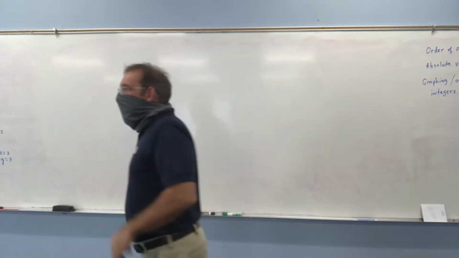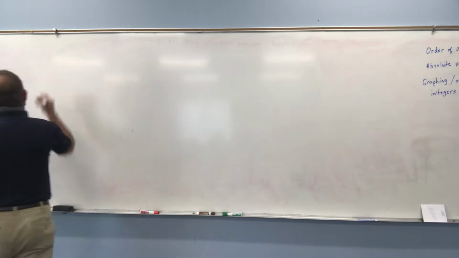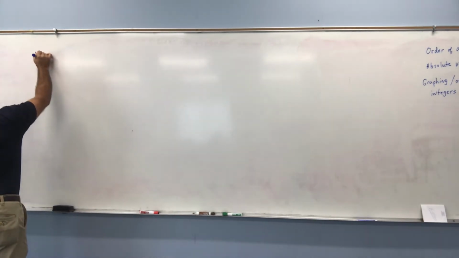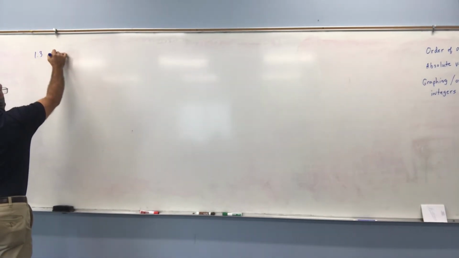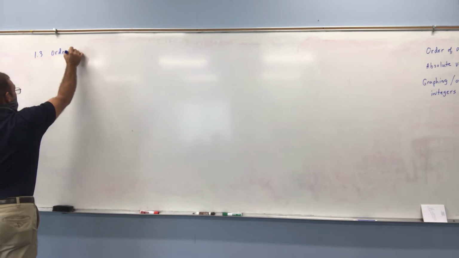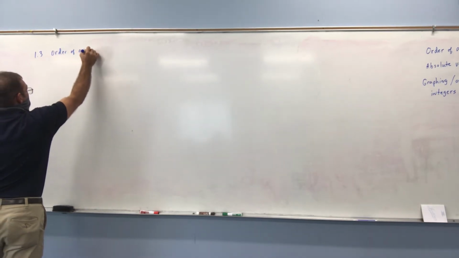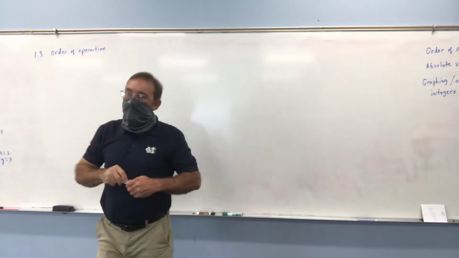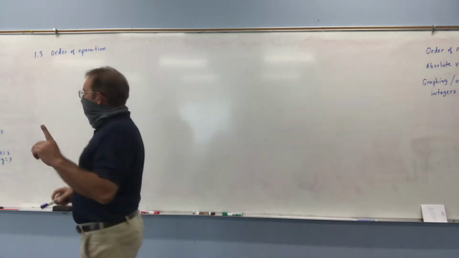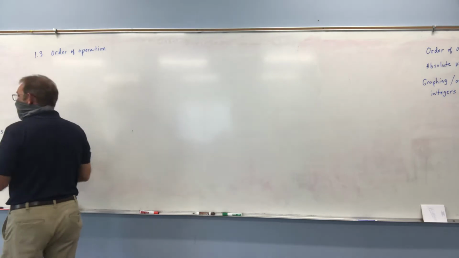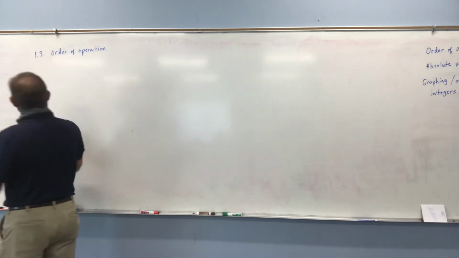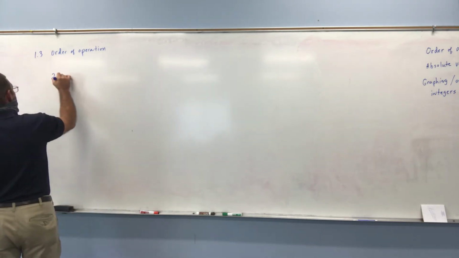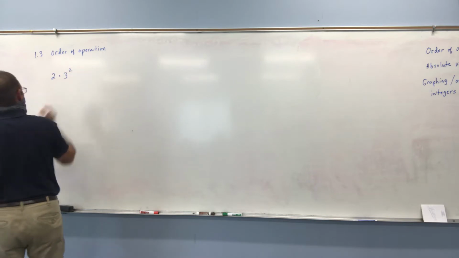So we're going to be talking today about, first of all, lesson 1.3, which is order of operations. So what I need you to understand is consider, in fact, the problem we did in the bell ring. Remember, we had, I think it was 2 times 3 to the second.